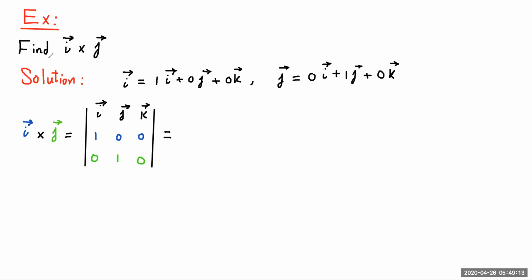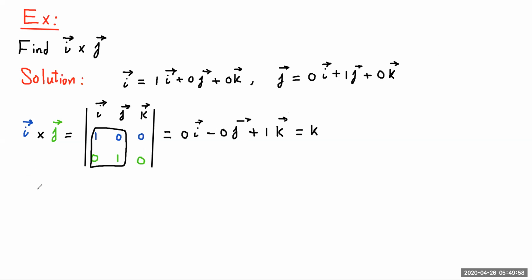Exercise: find the cross product of i times j. i is 1, 0, 0 and j is 0, 1, 0. So we will write in blue i as 1, 0, 0 and j as 0, 1, 0 in green. Then let's calculate. We have i times 0, so 0 i, and minus j times 0 also, so minus 0 j, and for k, 1 times k. So this determinant times k, so plus 1 k. So the final answer is k.